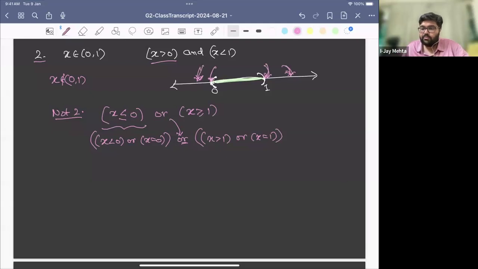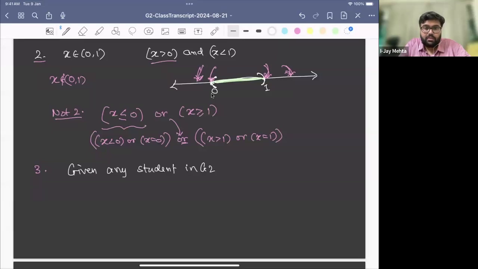Okay, now let us take one more with a quantifier. So given any student in G2. Yes, Ankita. See, if you have a question only, then raise your hand. Otherwise, do not raise your hand.